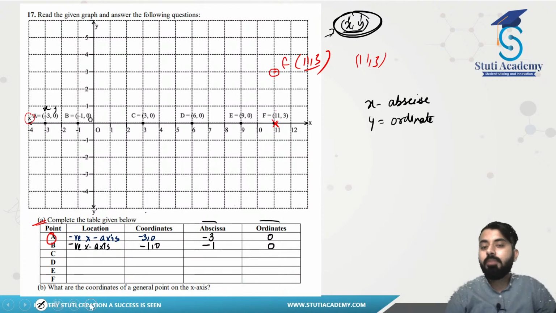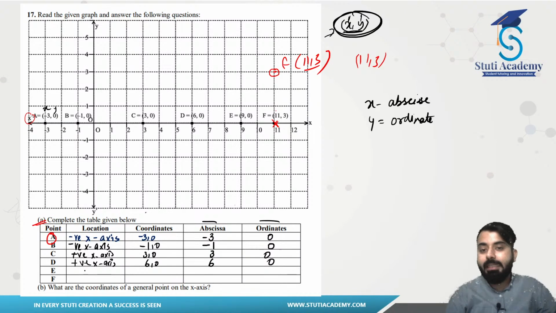Then if I focus on our point C, now you guys see, it is on the positive x-axis. So location is positive x-axis and coordinates are 3 comma 0. Abscissa is 3, ordinate is 0. Then you have your point D. D is again on positive x-axis. Coordinates are, now you can see, it is 6 comma 0, right? Abscissa will be 6 and ordinate will be 0.